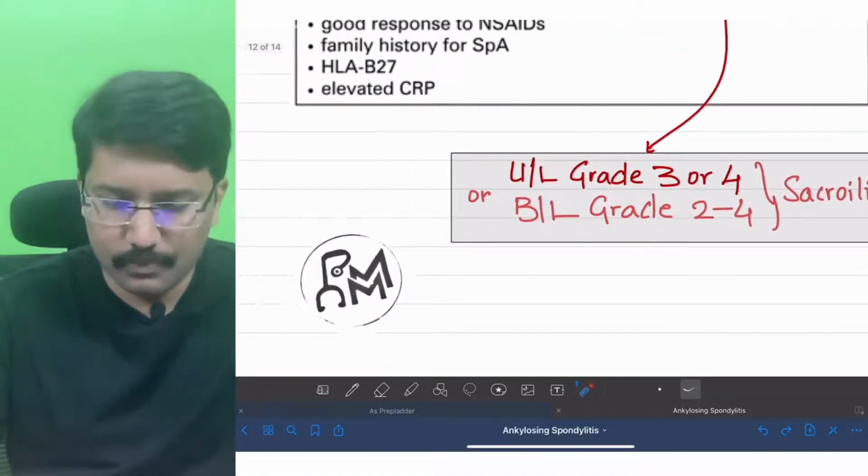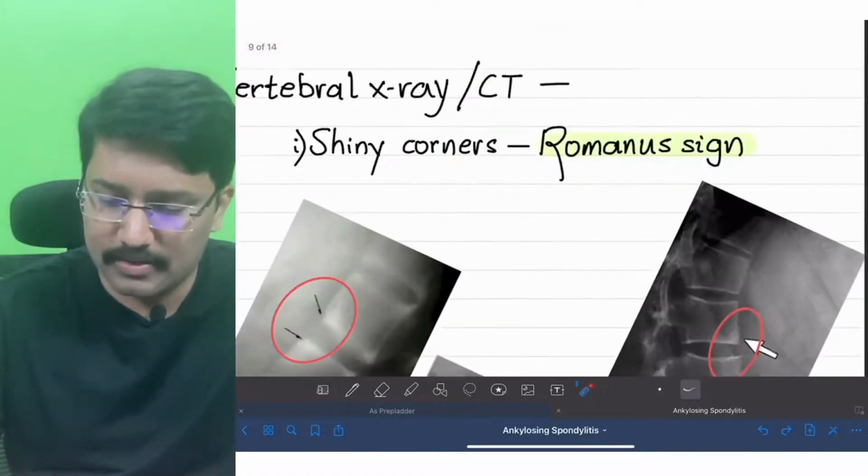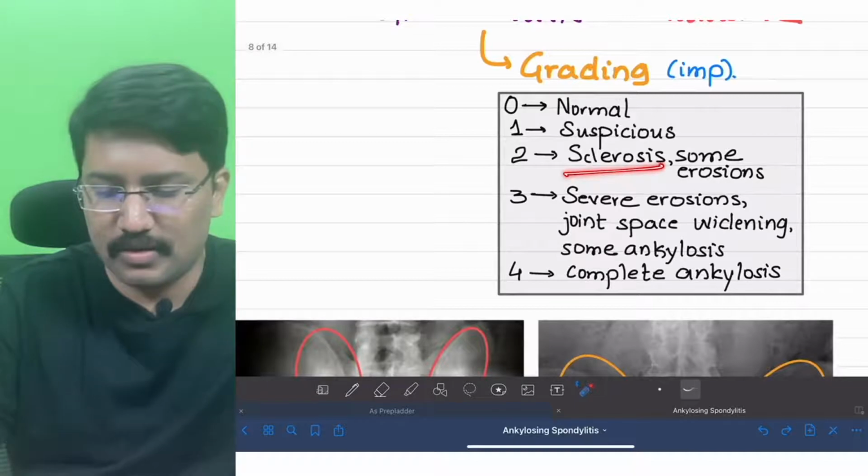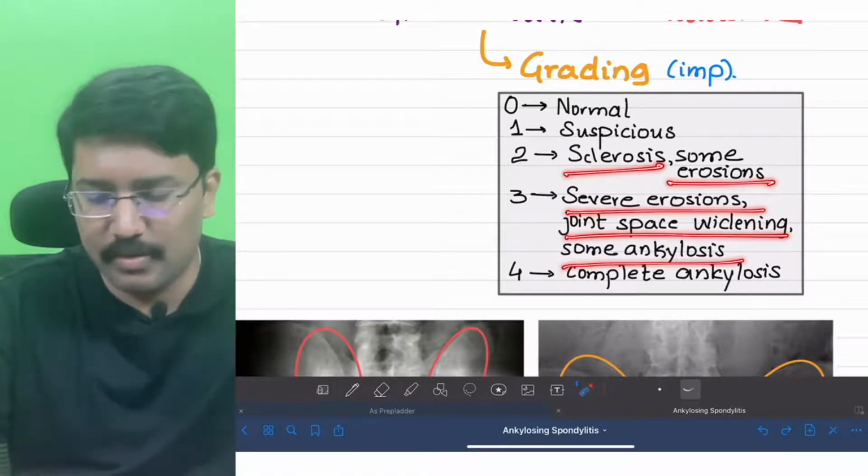Okay, what is that grading system? We have already discussed the grading, right? Grade 2 means sclerosis, some erosion. Grade 3 means severe erosion, joint space widening, and some ankylosis.